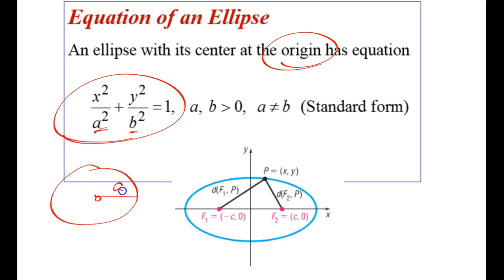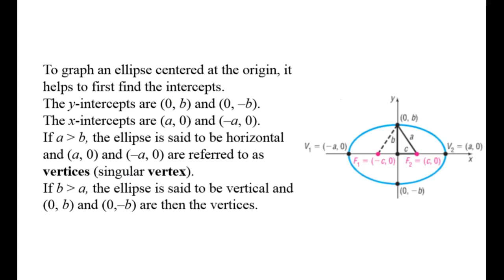In fact, if a and b were equal to each other, it would actually be a circle again. So there would be the a distance, there would be the b distance. So if these two numbers down here are equal to each other, I would just multiply both sides by that number, and that would become your radius squared.